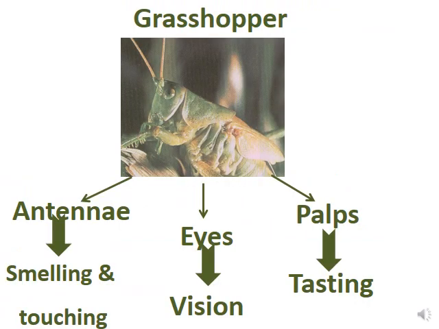Grasshopper, three main sense organs: antenna for smelling and touching. We have the eyes for vision and the palps for tasting.